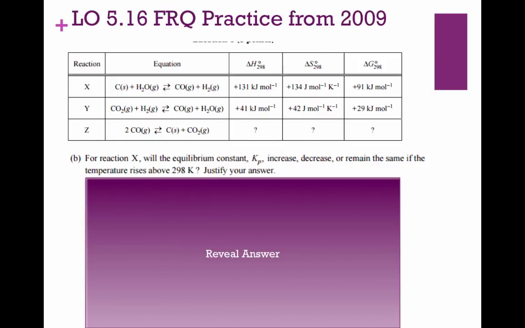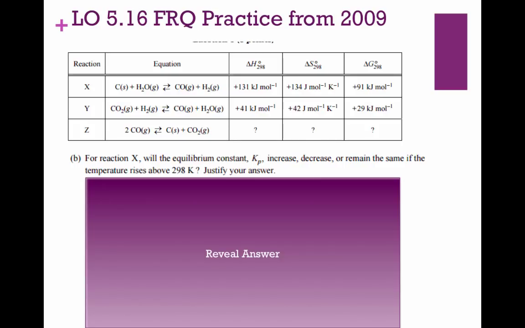So here's one that comes back to looking at delta H, delta S, and delta G. For reaction X, will the equilibrium constant increase, decrease, or remain the same if the temperature rises above 298, and justify your answer? So if you're looking at reaction X, you have delta H and delta S. Those are both values at 298. It wants to know what's going to happen to your equilibrium constant.